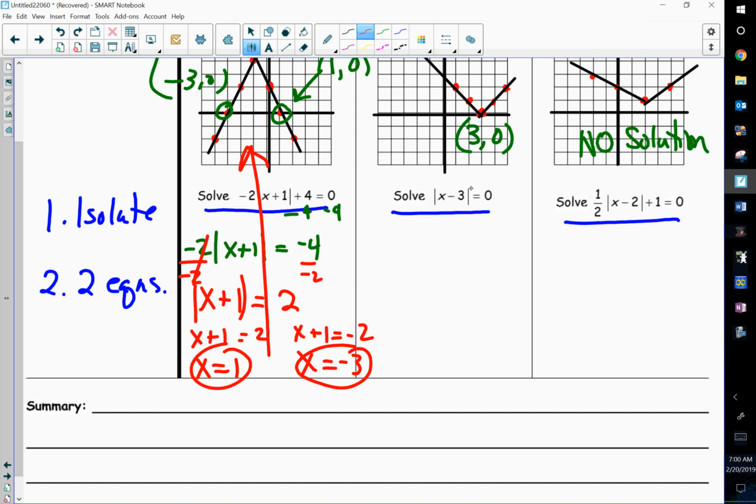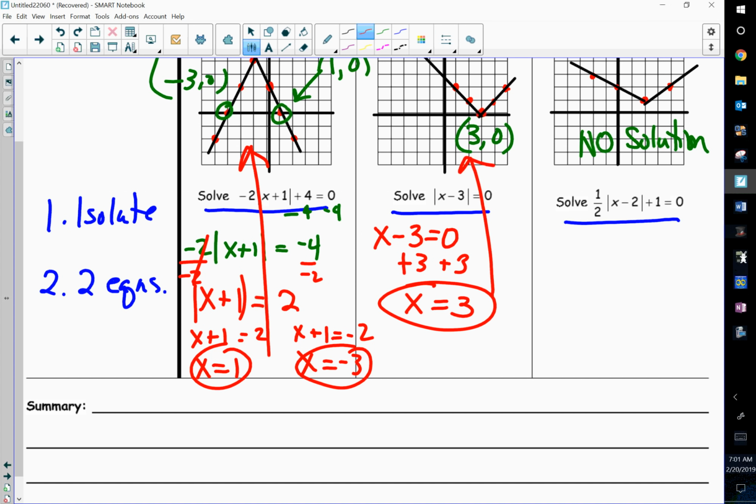The second one, it's already isolated. The absolute value part is already isolated, so you set up two different equations. X minus 3 equals 0, and, oh wait, x minus 3 equals 0. 0 doesn't have a positive or a negative, so there's just one answer. You add 3 to both sides, you get x equals 3. Just one solution, just like the graph says.